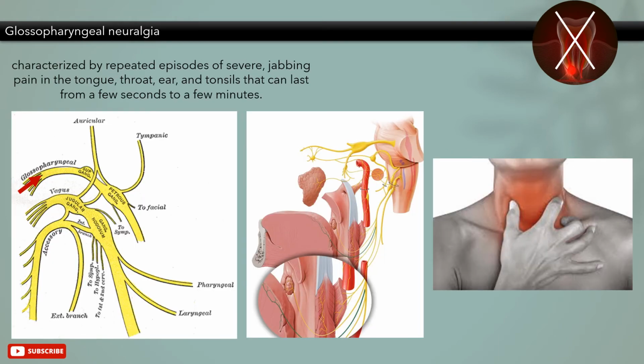If the ninth cranial nerve is affected, that will be glossopharyngeal neuralgia. It is caused by an irritation to the glossopharyngeal nerve. It can be confused with dental pain because the symptoms are elicited during chewing, swallowing, coughing, laughing, and speaking, mostly in the throat area.